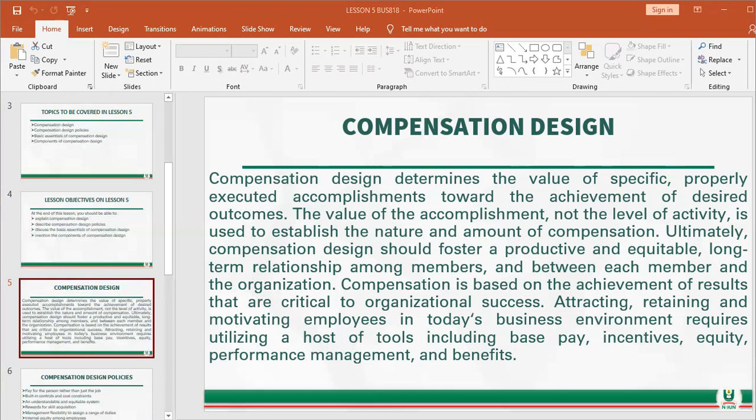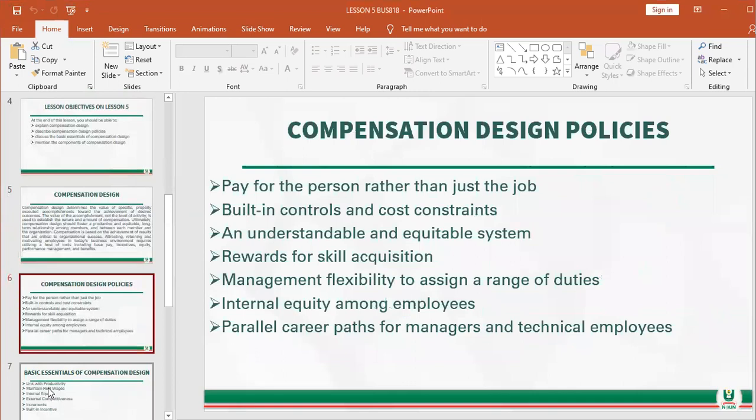Okay, so we move on to a second slide, which is talking about compensation design policy. And it states here that the following are the compensation design policies. So the first one we'll be having here is pay for the person rather than just the job. So for this design policy, when you are designing a compensation package, you need to pay for the person rather than just the job.